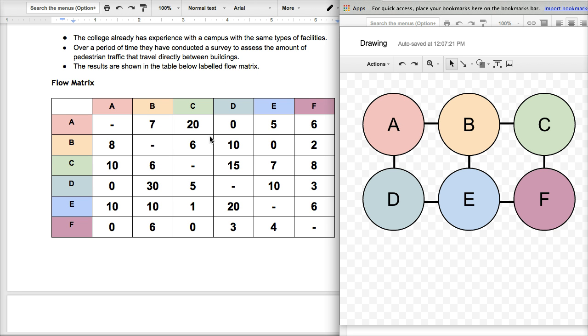Let's take another example from the flow matrix. For instance, between buildings C and D, the amount of people who are traveling between those 2 buildings in the C to D direction is 5. And I can see that here in the flow matrix. But traveling in the other direction, going from D to building C, that is 15 people, and I can see this here in the flow matrix again.